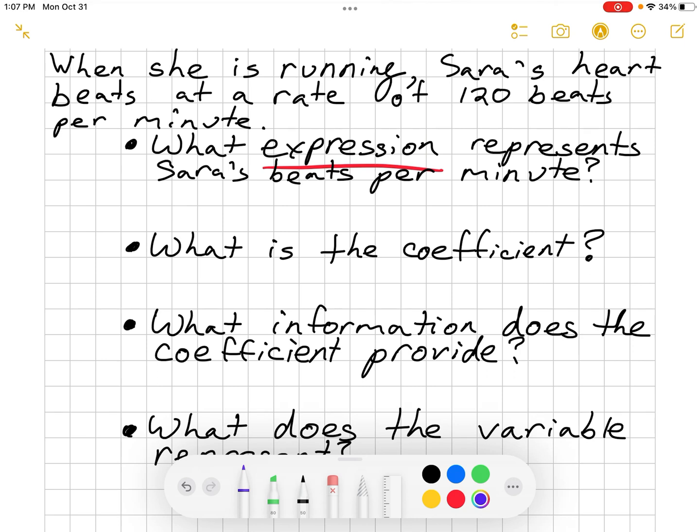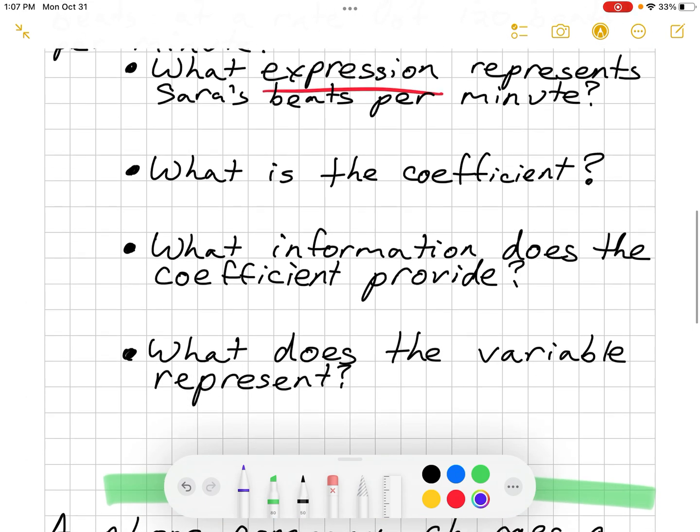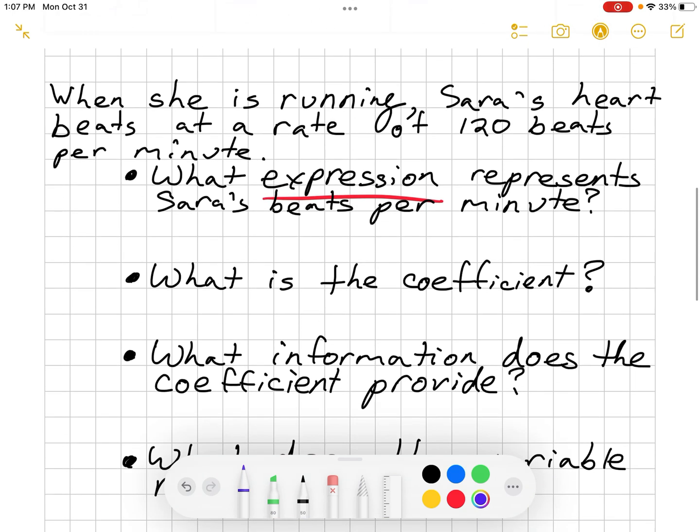So when she is running, Sarah's heart beats at a rate of 120 beats per minute. So what expression represents Sarah's beats per minute? Then what is the coefficient? What information does the coefficient provide? And what does the variable represent? So let's start with the first question. What is the expression?